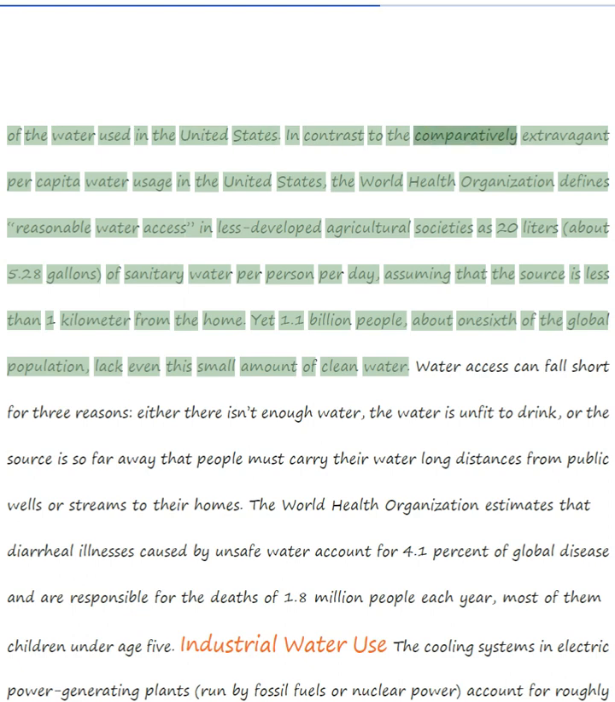In contrast to the comparatively extravagant per capita water usage in the United States, the World Health Organization defines reasonable water access in less developed agricultural societies as 20 liters of sanitary water per person per day, assuming that the source is less than 1 kilometer from the home. Yet 1.1 billion people, about 1/6 of the global population, lack even this small amount of clean water.